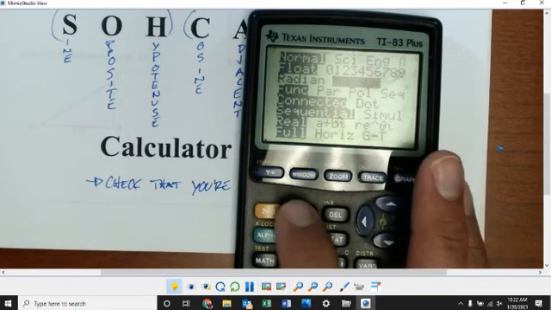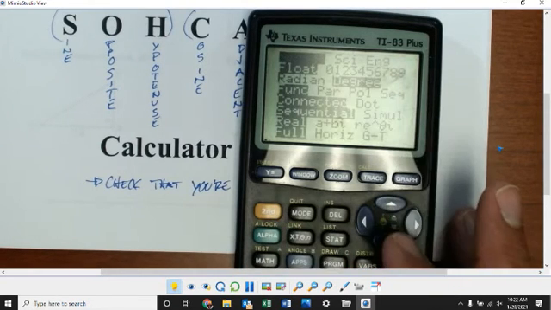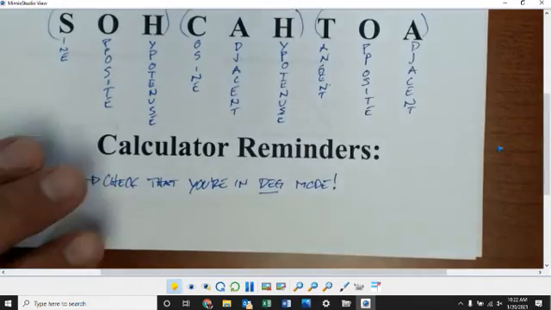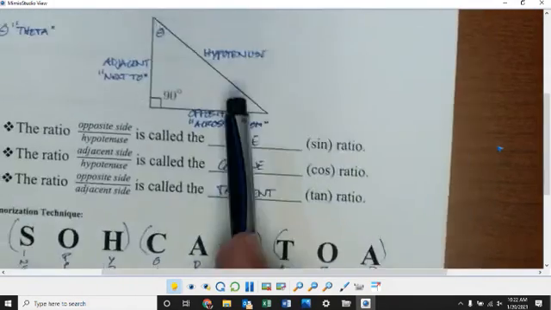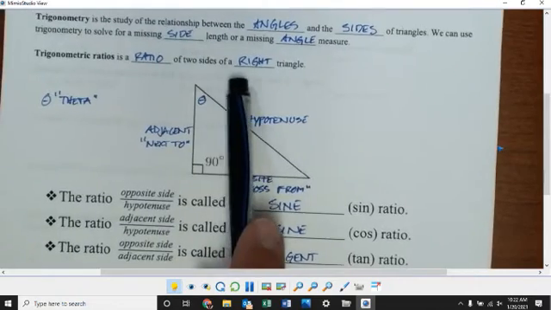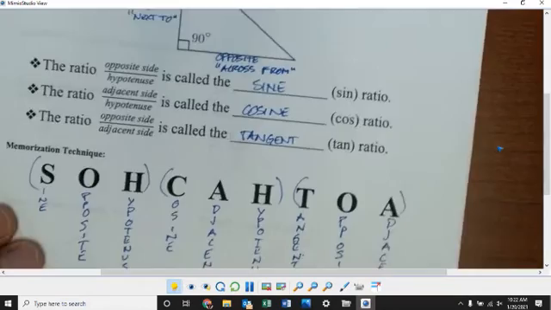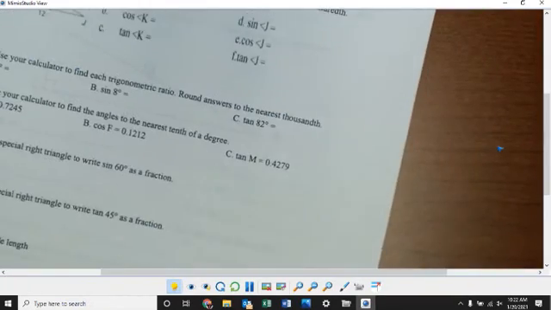All right? So then I'm set. Now if I go back to mode, you can see the degree is highlighted. All right, so that's all of our intro. We're in degree mode. Trig ratios are the ratio of two sides of a right triangle. We've got SOH CAH TOA in order to remember it. So let's work out some example problems.